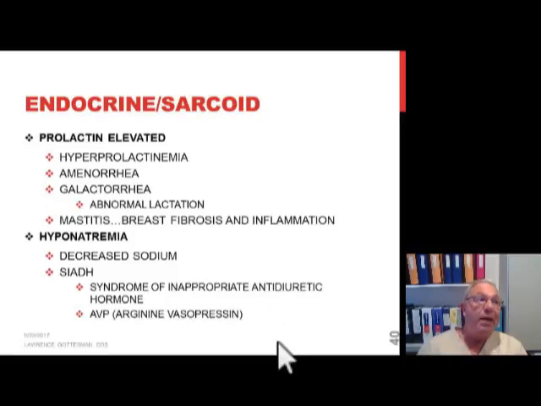Now, we know about antidiuretic hormone from too much alcohol consumption. Alcohol inhibits antidiuretic hormone, and what antidiuretic hormone does is it helps you retain water. And so when we drink too much, we end up going to the bathroom an awful lot.